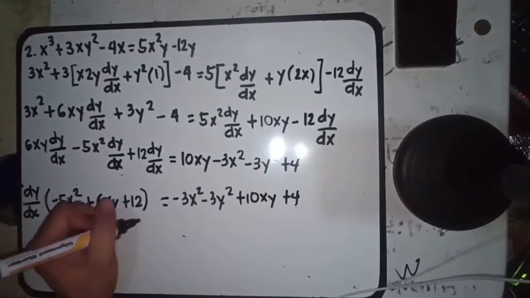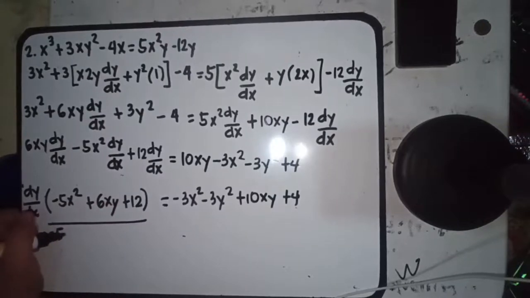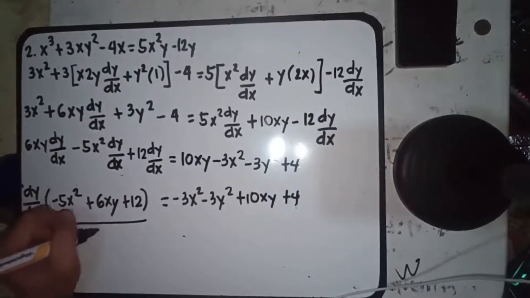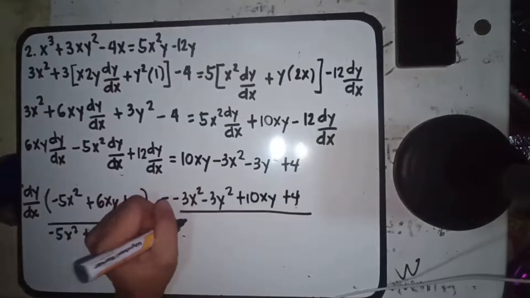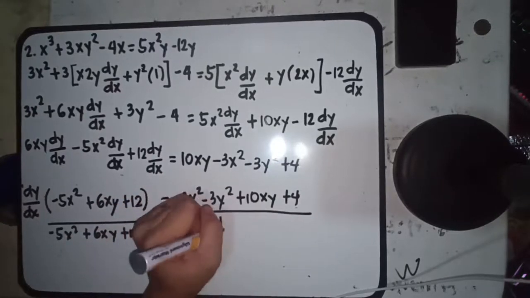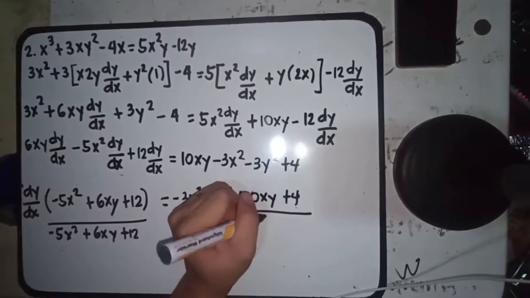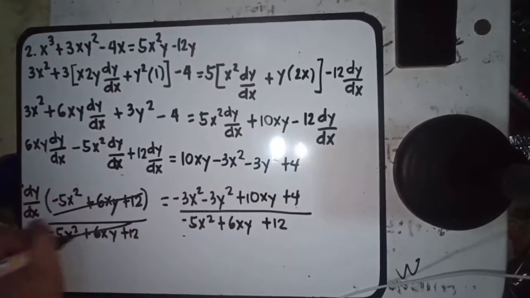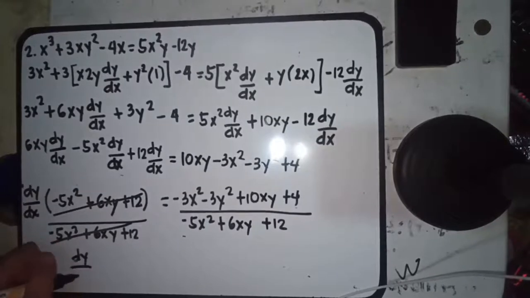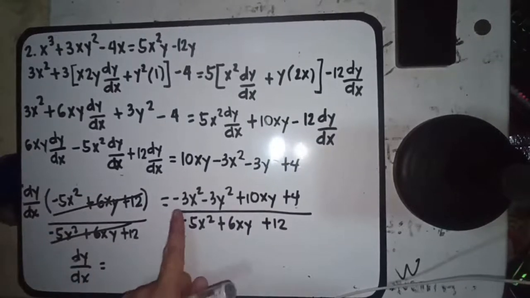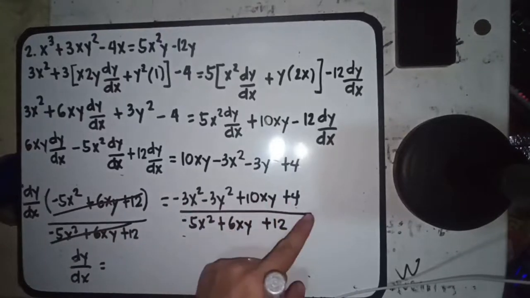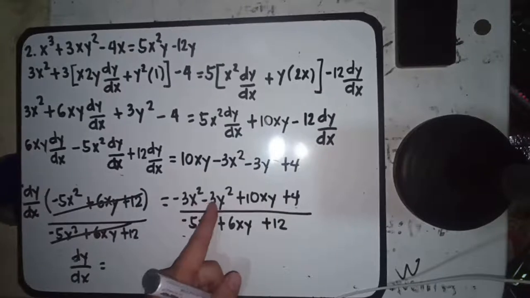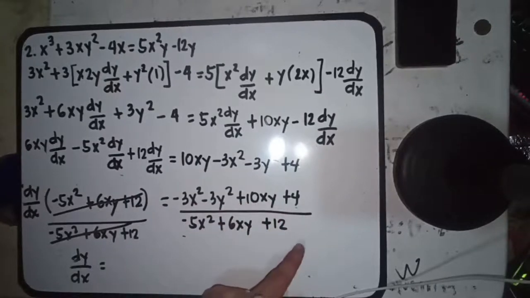Then, to get dy over dx alone, divide both sides by negative 5x squared plus 6xy plus 12. On the other side, negative 5x squared plus 6xy plus 12. So, cancel. What remains, we have dy over dx that is equals to, factor out the negative so the negatives cancel. So, these negatives become positive, and the positives become negative. Or, the minuses become plus, and the pluses become minus. Same with the bottom.